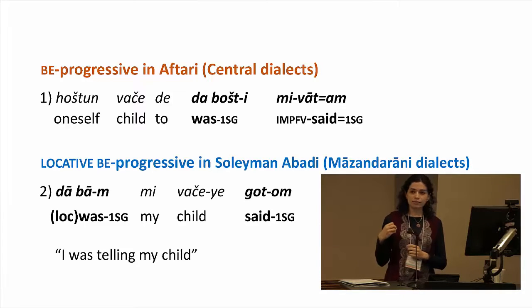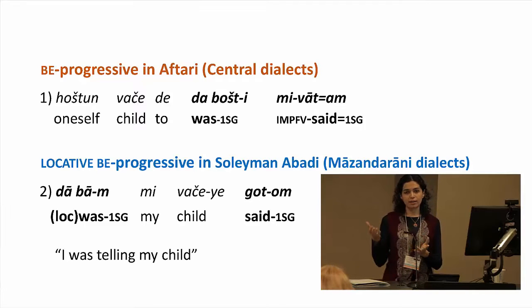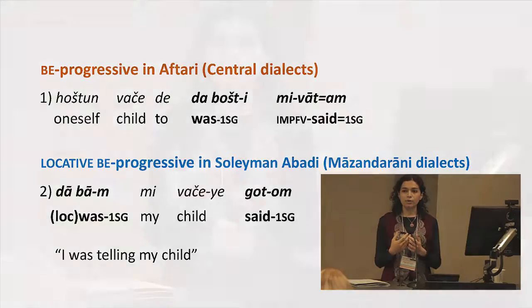Locative be, I mean, some languages and dialects make a distinction between the copula and the locative be. So if they want to say I am a student, they use a form of copula different from if they want to say I am in the library. So for locative be, they have a different copula than be.